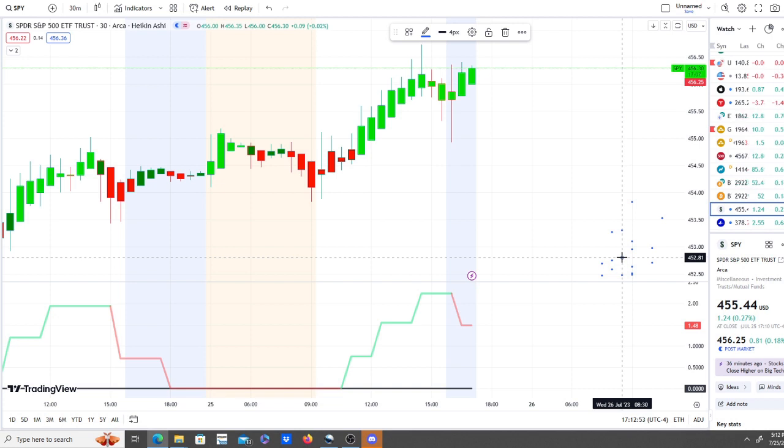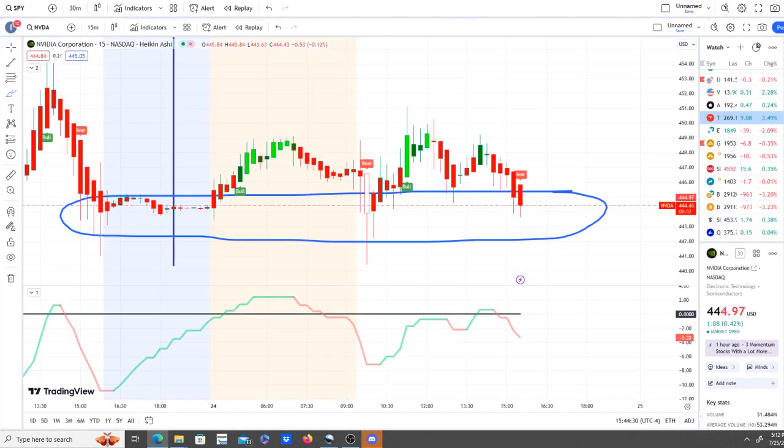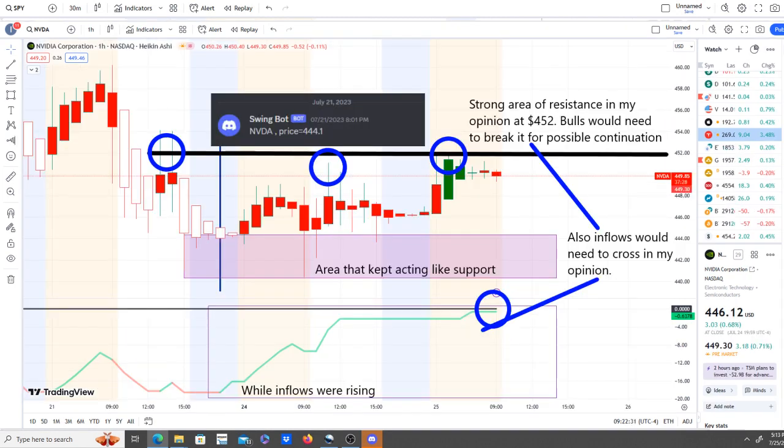Now, when it comes to the NVIDIA one, you could see it popping up there on the screen. I shared the chart yesterday, and I also circled an area, as you see it there in the chart, how it kept on bouncing off that support and trying to hold above 444. And then I put a line across when that notification came in. And now you're seeing this other chart, which I shared today in the pre-market. You could see the same line there, and I put the swing bot notification there at around the 444 area.